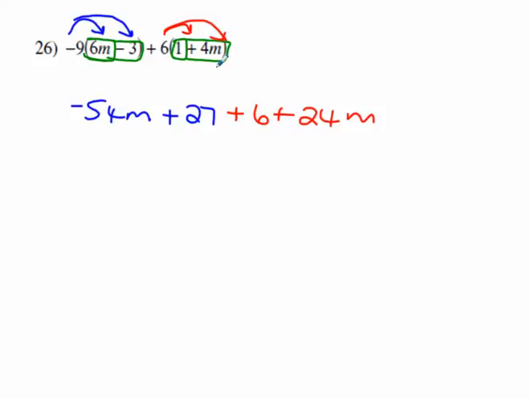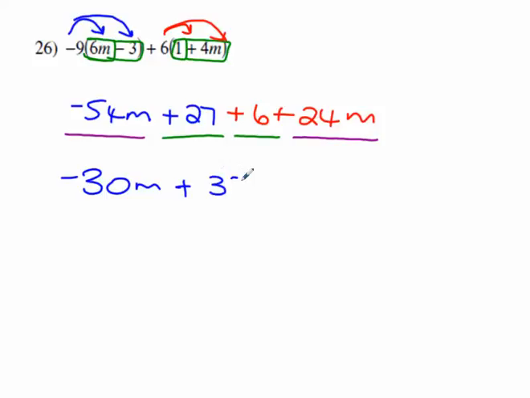So my negative 54m can combine with my 24m, and my positive 27 and my positive 6 can combine. So negative 54m plus a positive 24m gives me 30m, that's negative, because my biggest number was negative. And then 27 plus 6 gives me 33. And there's my final answer.